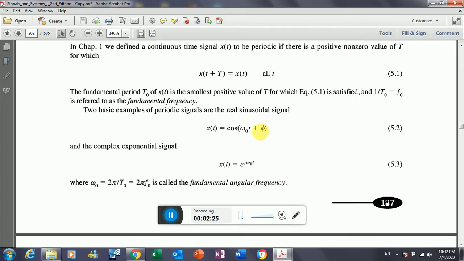So one example of periodic signal is this cosine signal. This basically is a cosine signal cos omega naught t, which is having some phase shift. This represents some phase shift in cosine signal, which is not really necessary to write. We can just ignore it for the time being and assume that there is no phase shift in cosine signal, and this phase shift is equal to 0. So x of t will become cos omega naught t. This is a periodic signal.